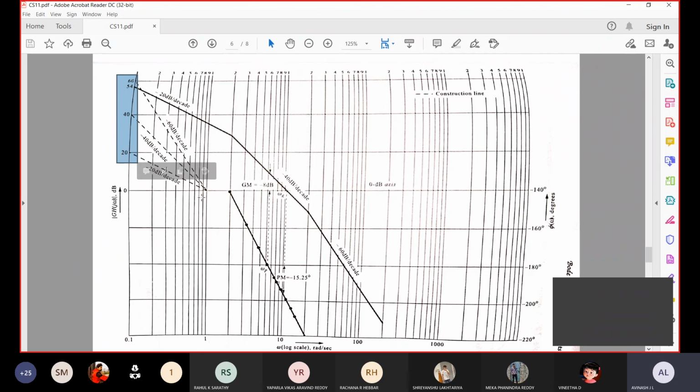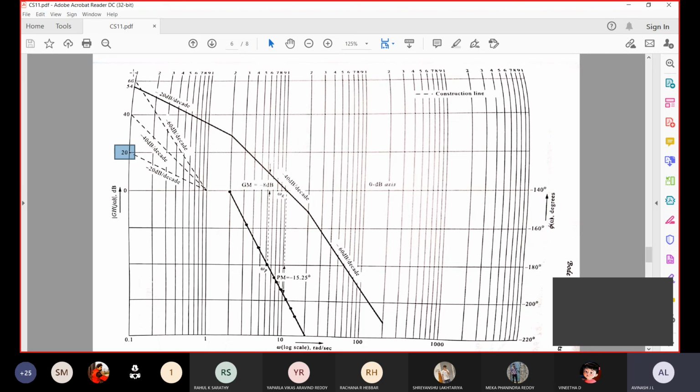After taking all these things, as I told you, we want the slope. Slope means what? Minus 20 dB per decade we need the slope. So how to get that particular line? In order to get that line, what we need to do is draw dotted lines from the 20 dB point to the 0 dB line where the decade line is being constructed.